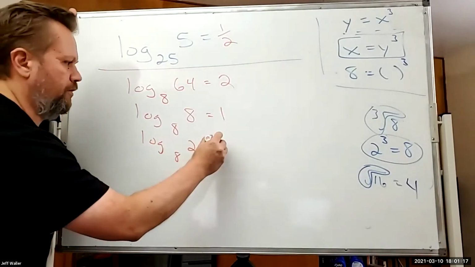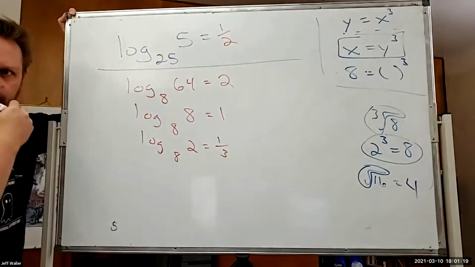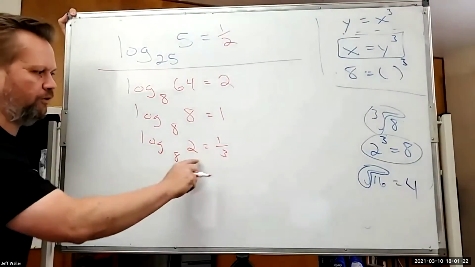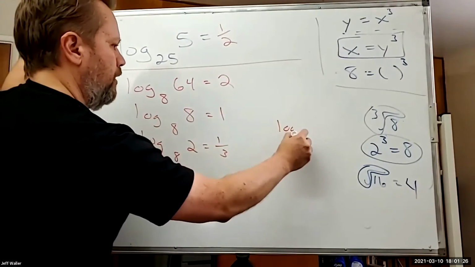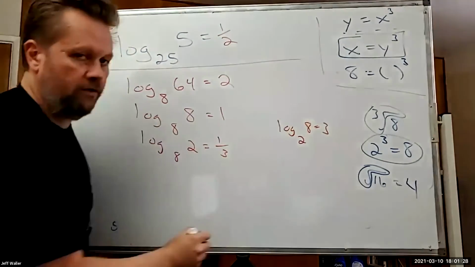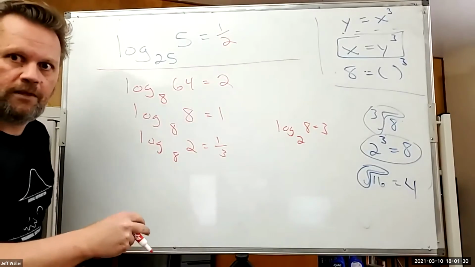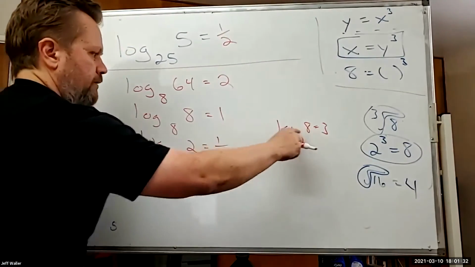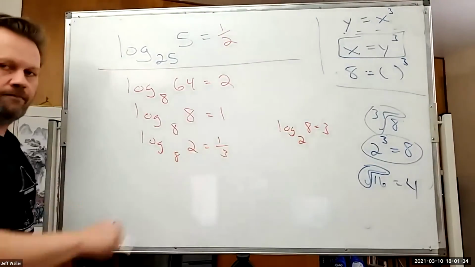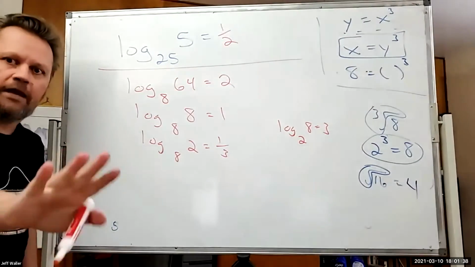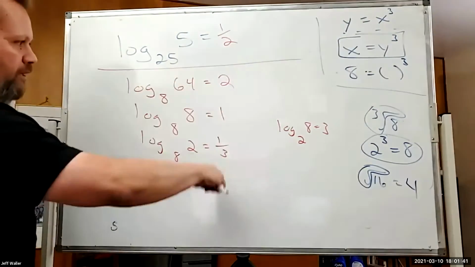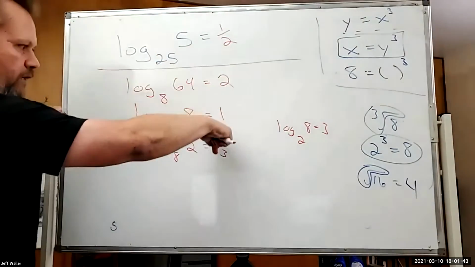This is 1/3 because it's the cube root of 8. Real quick, do I still have it up here? Do you remember this? Log base 2 of 8 was 3. Do you see the relationship here? If it takes 3 2s to make 8, it takes 1/3 of 8 to make 2. I don't know if you guys are with me. Just stay with me. I don't know if you guys noticed already something happening.